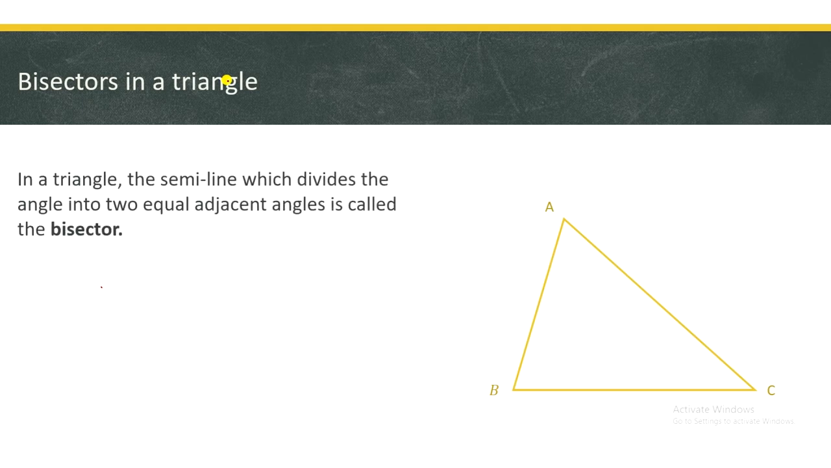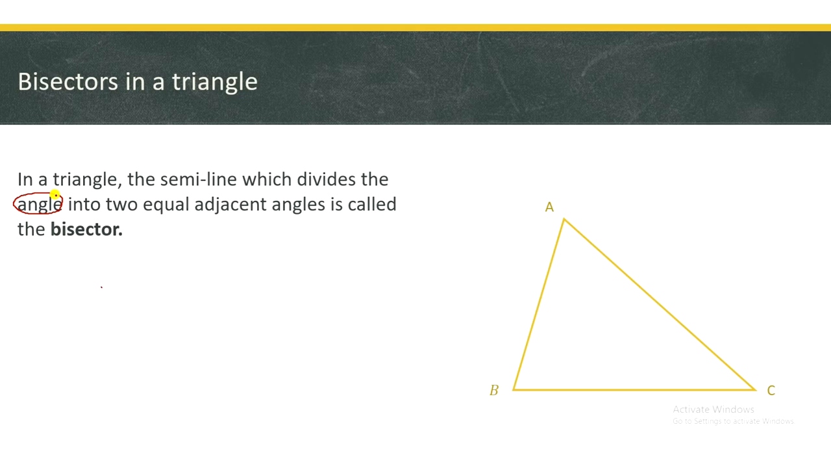Now about the bisectors in a triangle. We have a triangle ABC, and we will draw the three bisectors of the angles of this triangle ABC. What do we mean by the bisector? In a triangle, the semi-line which divides the angle into two equal adjacent angles is called the bisector. So the semi-line that divides what? The angle into two equal adjacent angles.